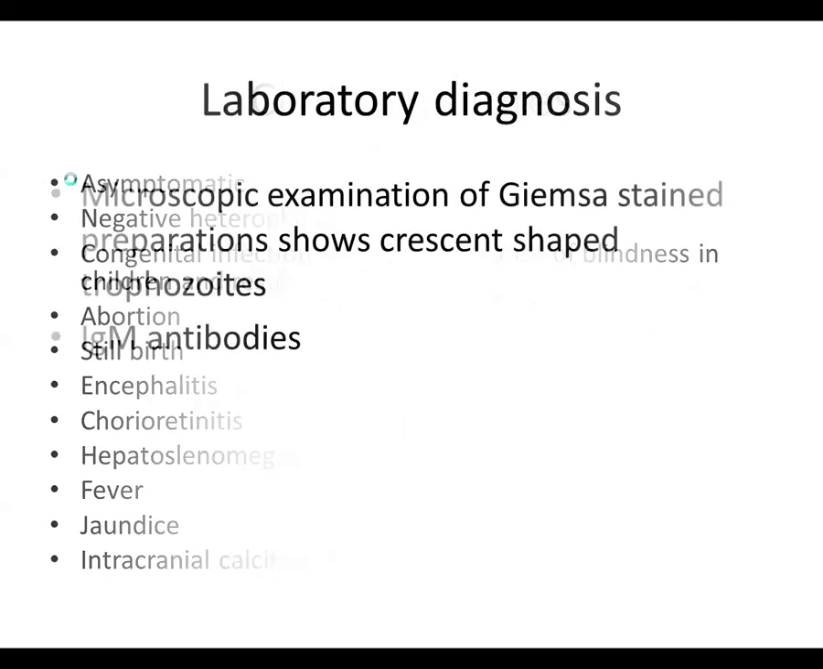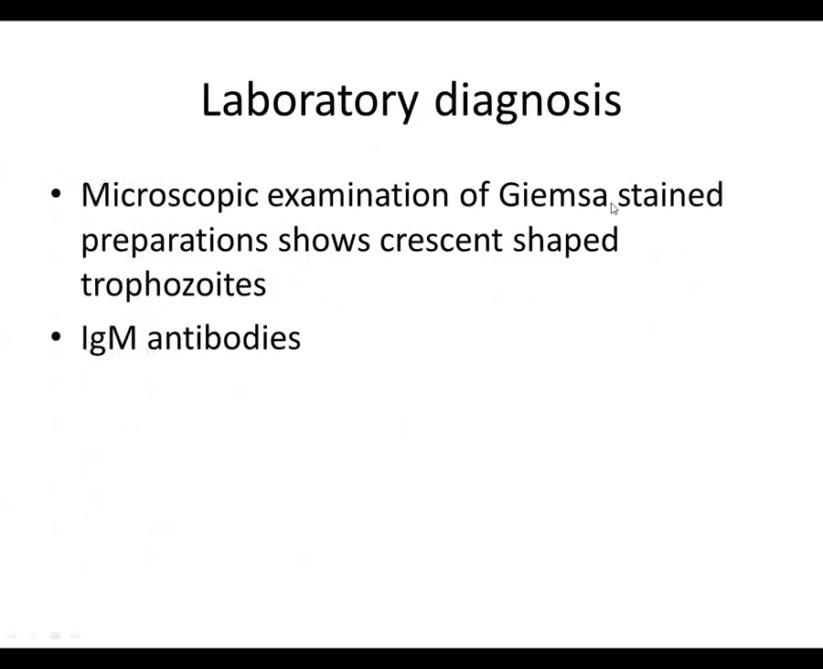Lab diagnosis: microscopic examination of a Giemsa stain preparation shows crescent-shaped tachyzoites, and we can perform this test. This is all about the bladder tissue.